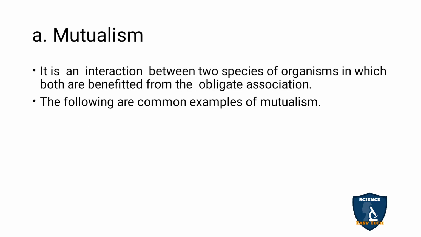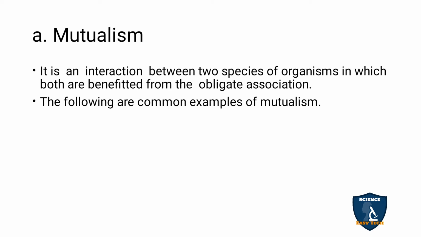Mutualism is an interaction between two species of organisms in which both are benefited from the obligate association. Mutualism means a give and take policy. For example, you give a pen and your friend gives a paper. That is mutualism, the mutual taking, give and take policy, exchanging. So here the two species are benefited.